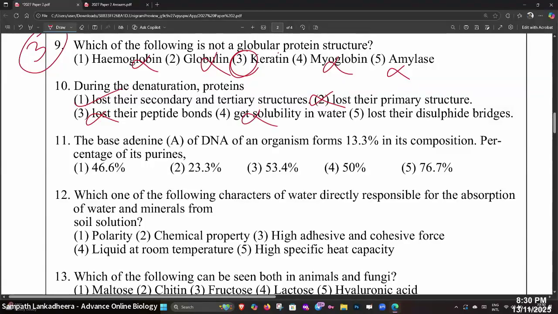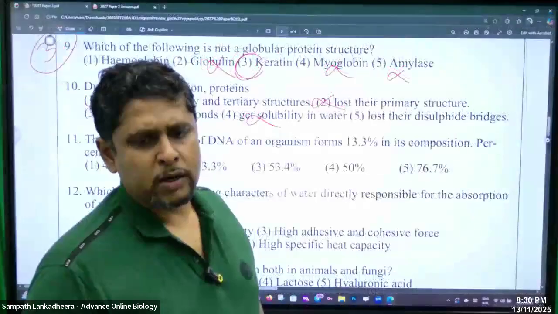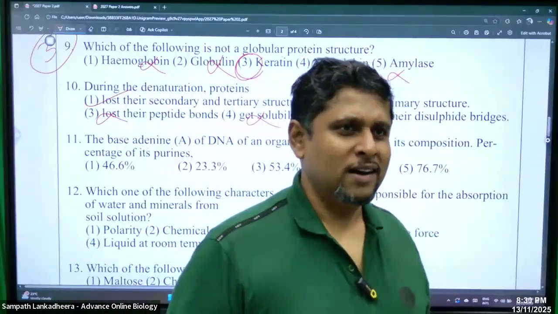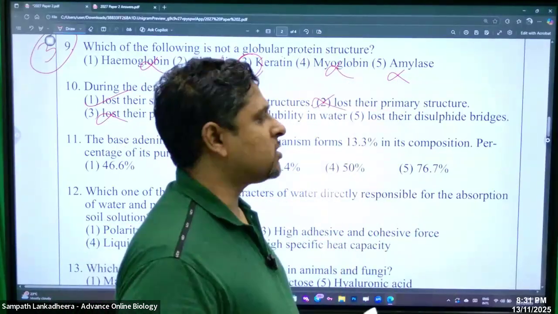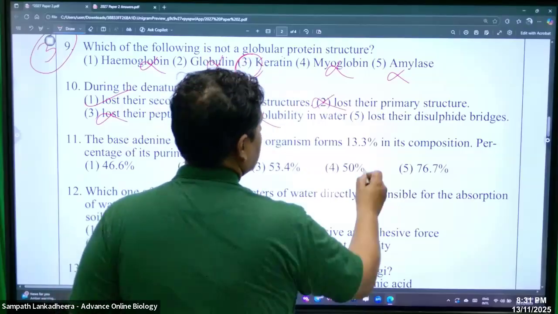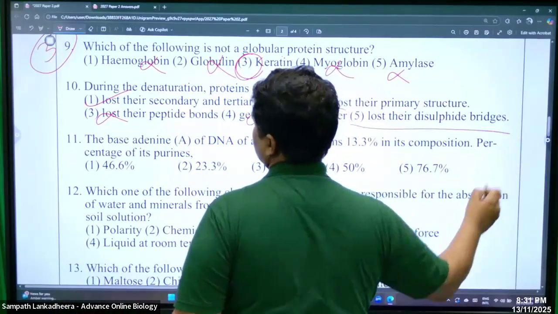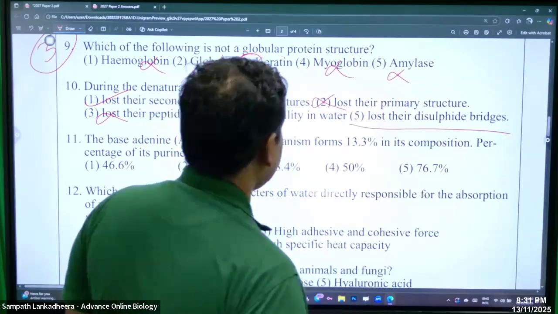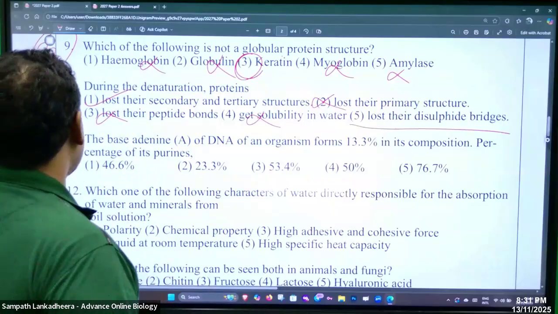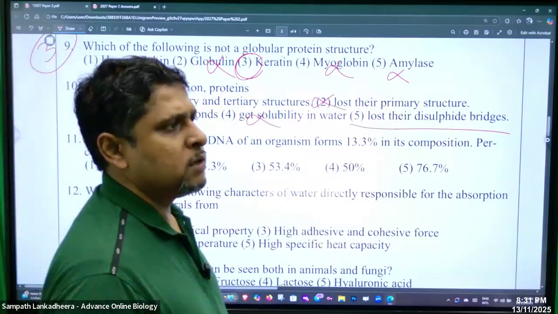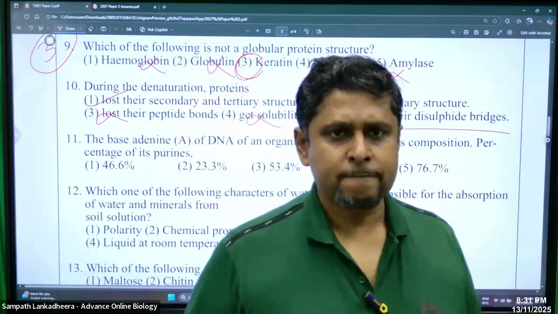Lost their disulfide bridges. During denaturation, disulfide bridges possible, but it does not happen in most cases. Lost secondary and tertiary structures, lost their disulfide bridges. This is also correct. Disulfide bonds can break during denaturation of proteins. So I think I have two answers.